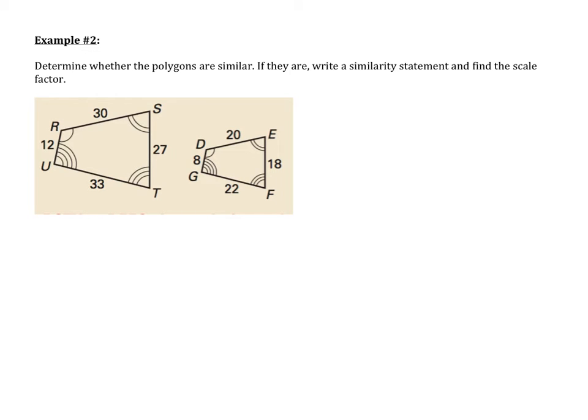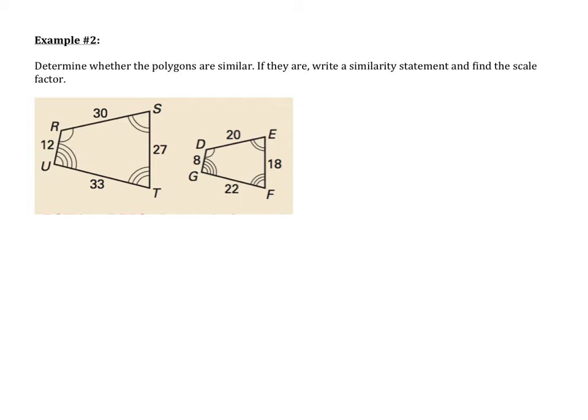Let's look at example number 2. Determine whether the polygons are similar. If they are, write a similarity statement and find the scale factor. In order for the polygons to be similar, all of the ratios of corresponding sides would have to be the same. So I'd have to find the scale factor for all 4 pairs of corresponding sides. So if you look here, we see that all of these angles are congruent.